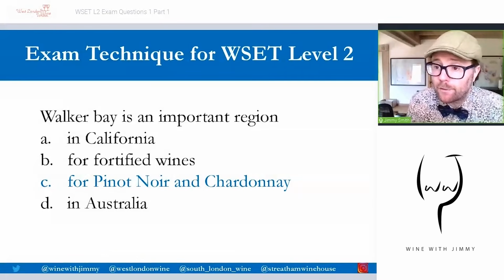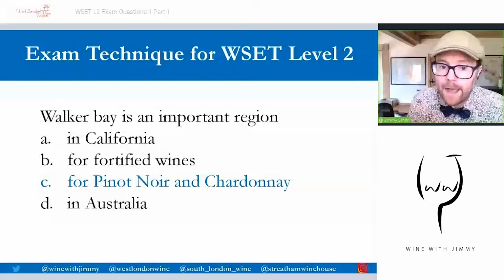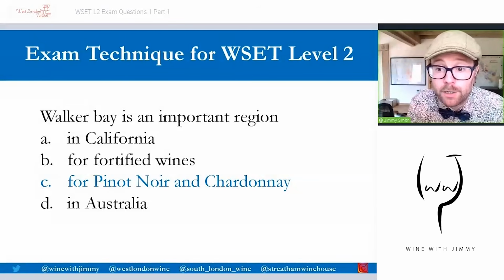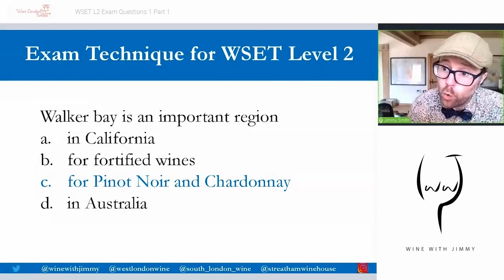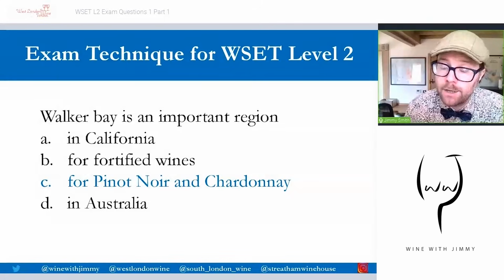And Walker Bay is, in fact, one of the most southerly points of the Western Cape in South Africa. So this is below Stellenbosch, and it's heading towards Hermanus. And then if you were to catch a boat from that point and head south, you head towards the Antarctica. So therefore, there's a very cold current that comes up from Antarctica, hits this very southerly point of the Western Cape, and produces colder conditions. And both Pinot Noir and Chardonnay, you should understand, are better in colder conditions, cold or moderate conditions mainly. So the answer here is C.